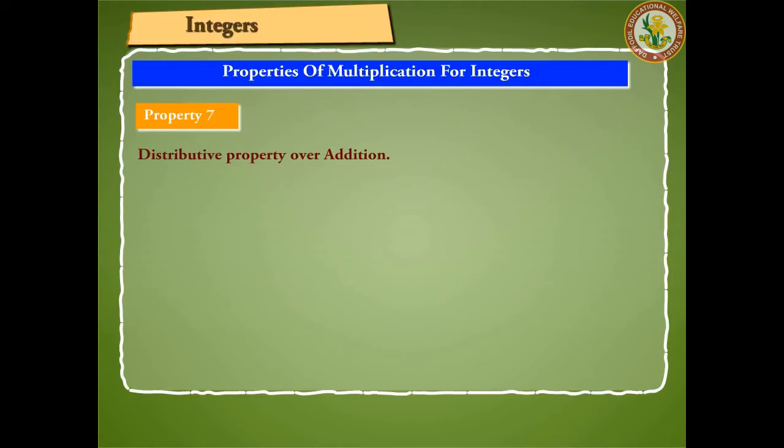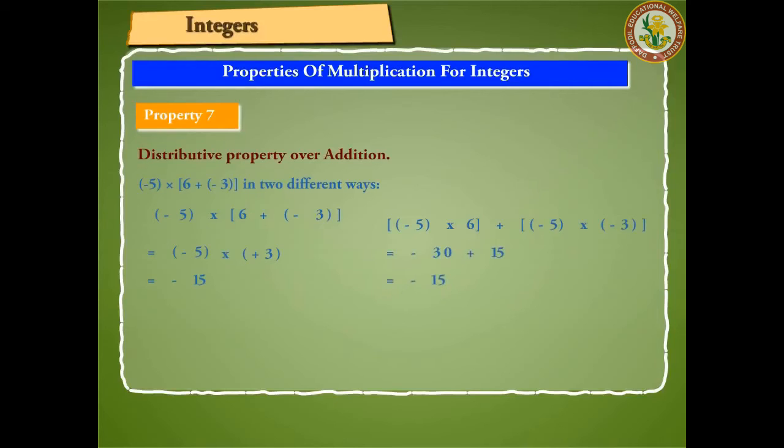Property 7. Distributive property over addition. We can compute -5 × [6 + (-3)] in two different ways. First, -5 × [6 + (-3)] = -5 × 3 = -15. Second, [-5 × 6] + [-5 × (-3)] = -30 + 15 = -15.